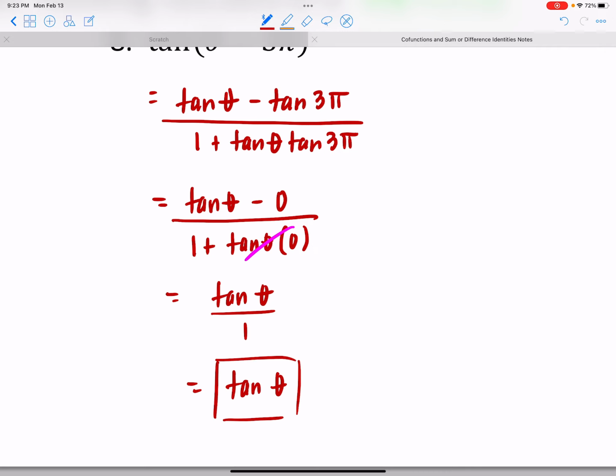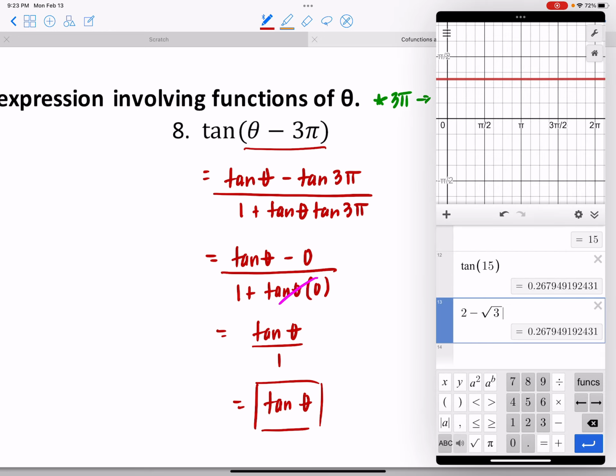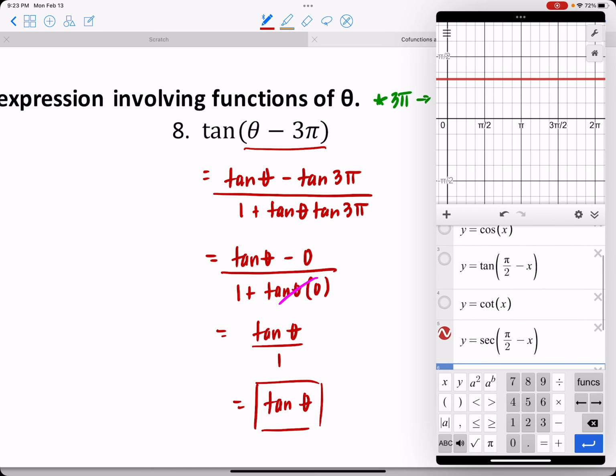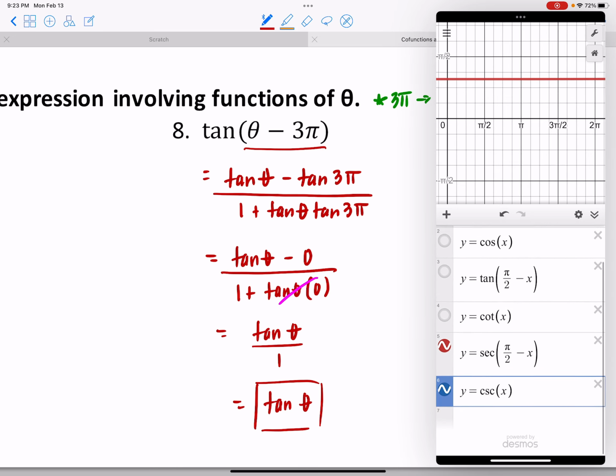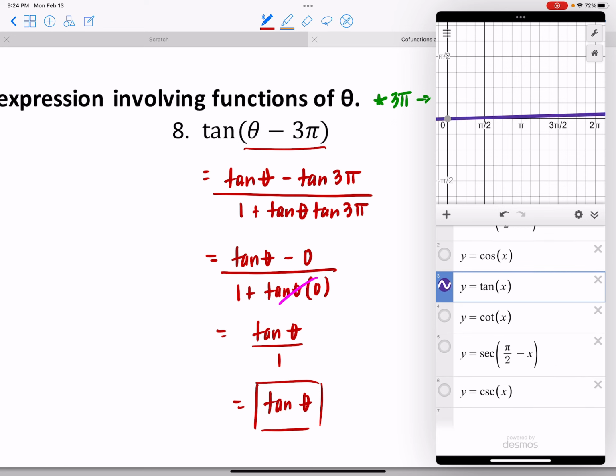So the tangent of theta minus 3 pi is the same as the tangent of theta. So if I was to shift my tangent function by a factor of 3 pi, it's going to be the exact same function that we started with. Let me just verify that for you here so you can see graphically what's happening. So tangent looks like this.